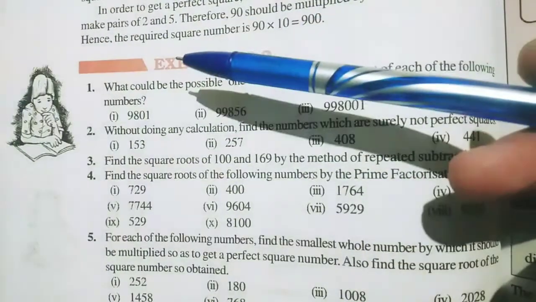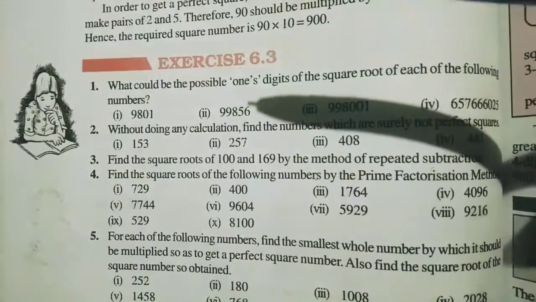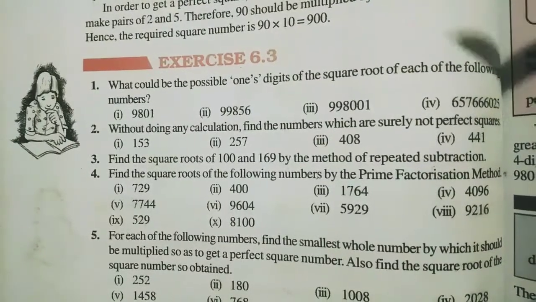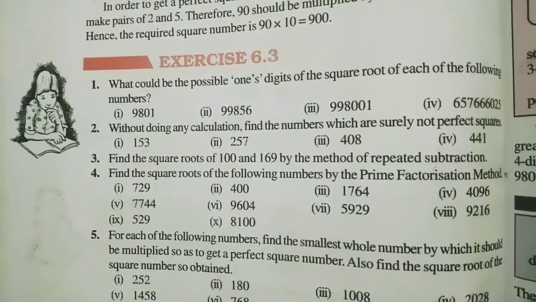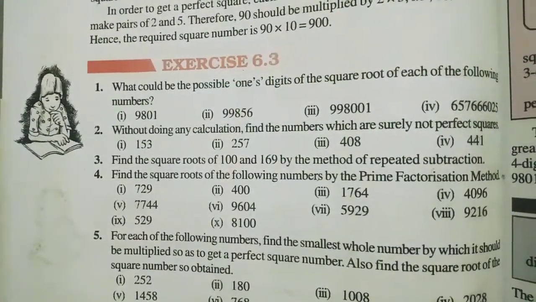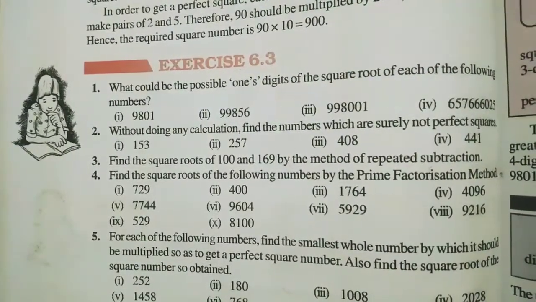So to be a perfect square, the number should end with what? 0, then 1, then 4, then 6, then 5, then 9. If the number ends with these digits, then it is a perfect square. If the number does not end with these digits, then it is not a perfect square.